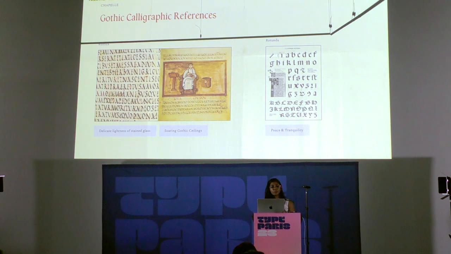The next step was to map the Rayonnant period to calligraphic styles that were prevalent in that timeline. But this was just a starting point. It was not to restrict myself to historic time periods, but to look at different styles that resonate the most with the previously mentioned keywords. I decided to go with Rustica and Rotunda. Rustica because of its tall, very slender strokes. It shows the height of the building and also the delicate lightness of stained glass. And Rotunda because of the clean, round proportion, which gives a sense of peace and tranquility.